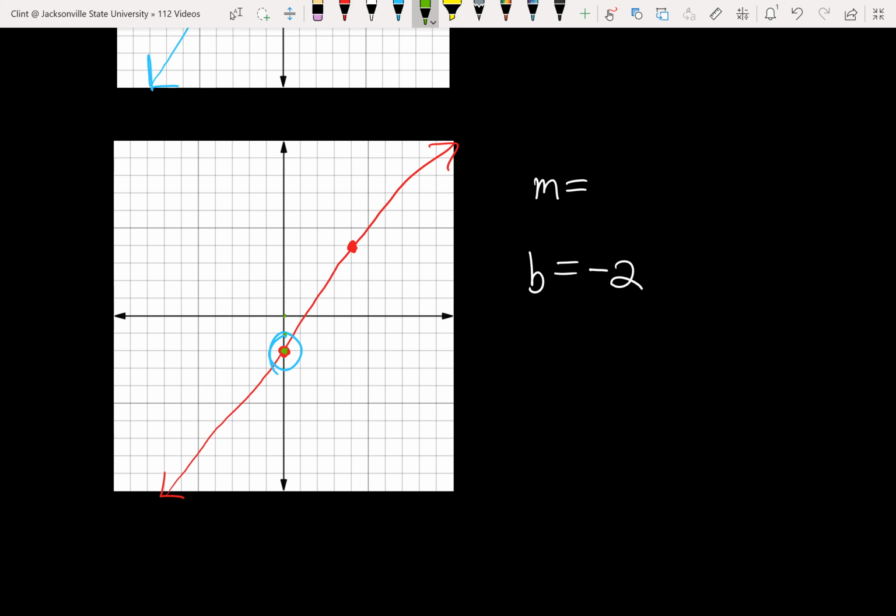So I'm going to go 1, 2, 3, 4, 5, 6 up. That gets me to here. So I know I've gone 6 up. And then I've got to go 1, 2, 3, 4 to the right.